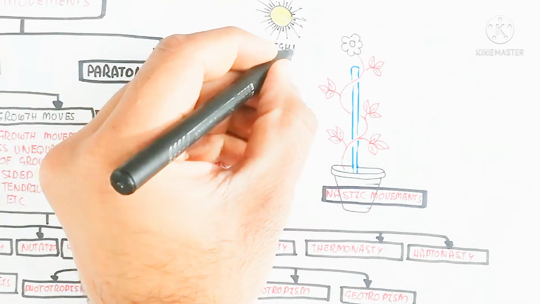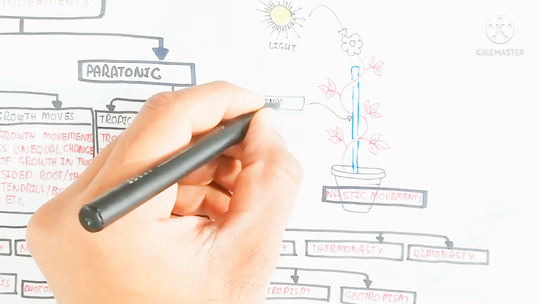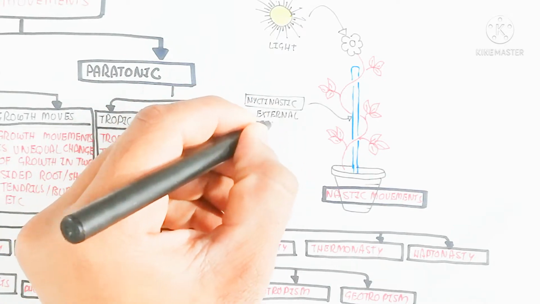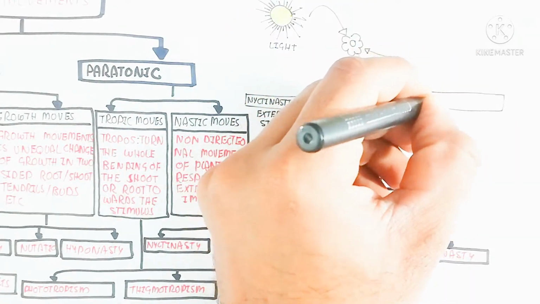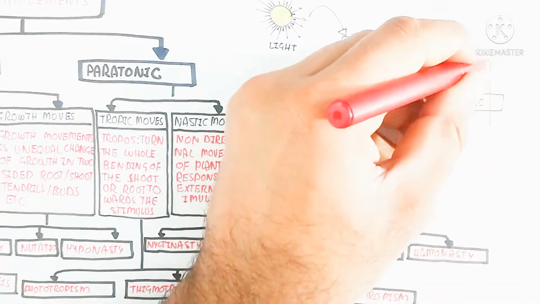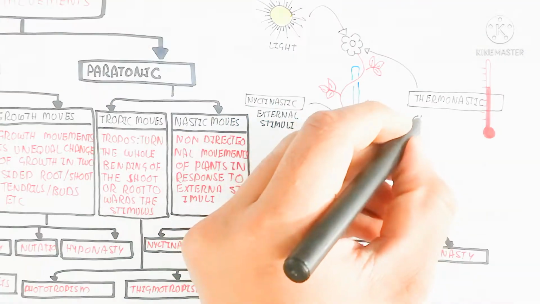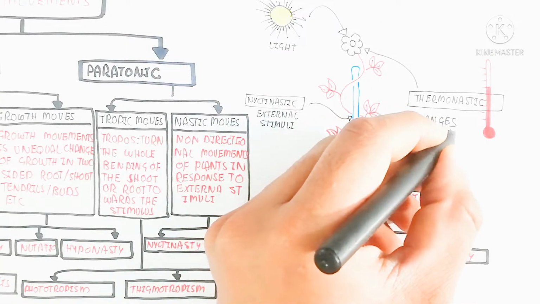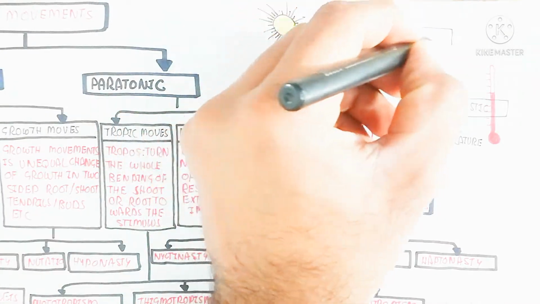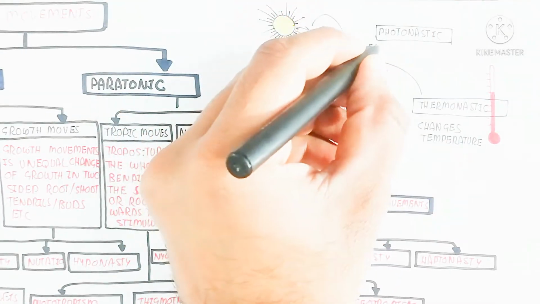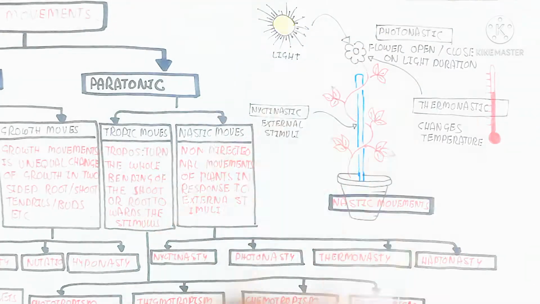So here, let's begin to understand the nastic movement, which is due to an external stimulus. Light, for example, is an external stimulus, which allows the flower to open. This unequal movement is known as thermonastic movement, because heat can act on the tulip plant, and in photonastic movement the flower opens and closes depending on light duration. On the other hand, the nictinastic movement is an external stimulus, for example touch.